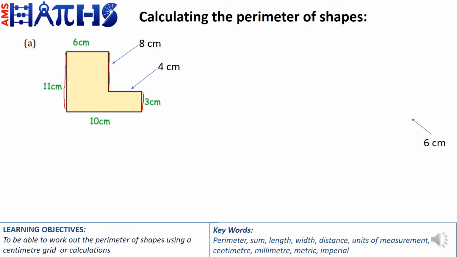The horizontal length is 10 centimeters, and opposite to that we have 6 centimeters. So to get the total to be 10 going across, we need an additional 4 here. Therefore, this missing length is 4 centimeters. Now that we have identified the missing lengths and we want the perimeter, we add all the lengths around the shape, and that would give us 42 centimeters.